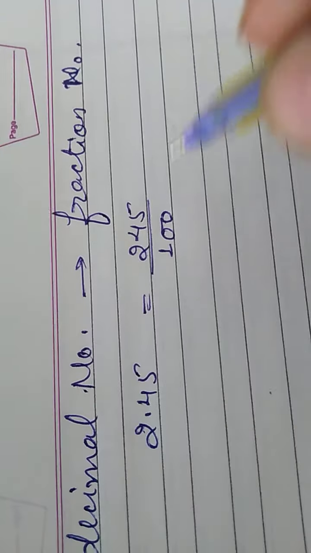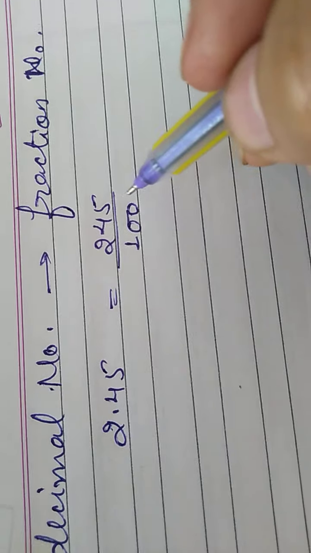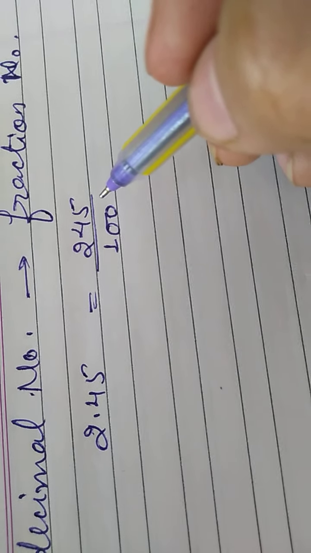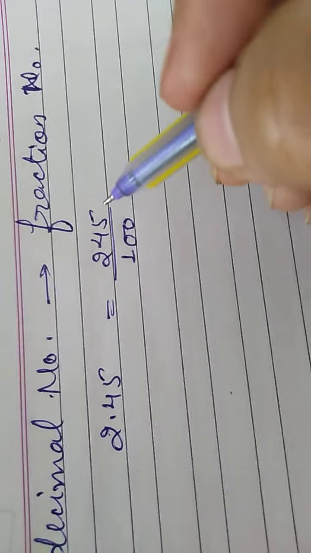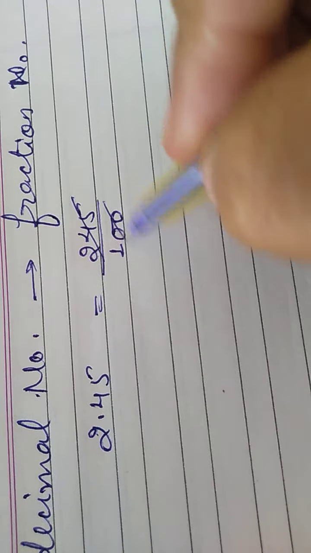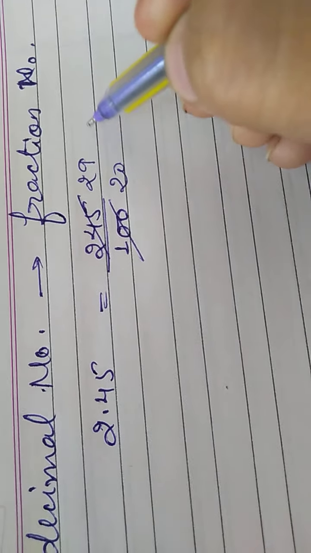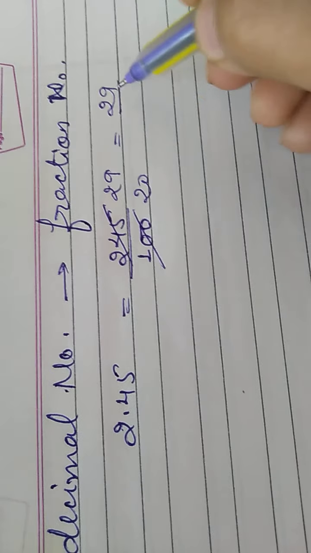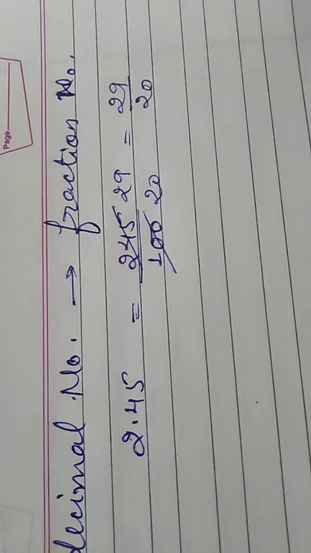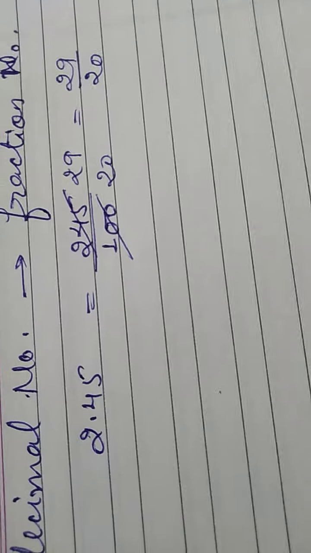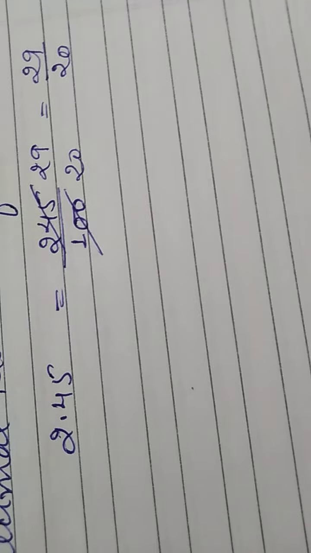Now if they are not co-prime numbers, then we will convert it into the simplest form. We may cut it by 5. So the fraction number is 29 upon 20. Now 29 and 20 are co-prime numbers, so this is the simplest form.